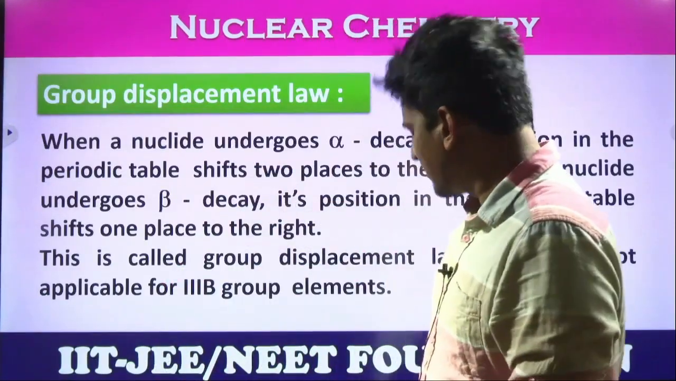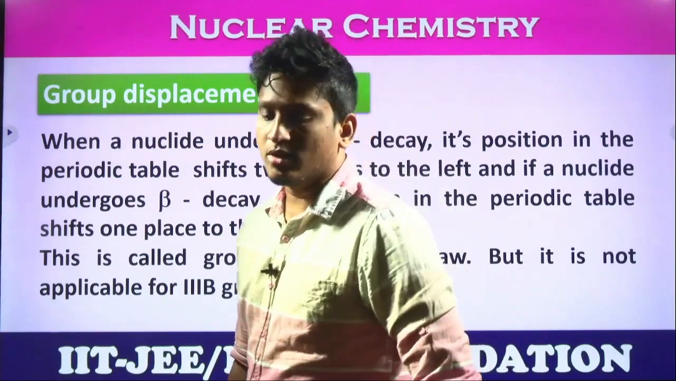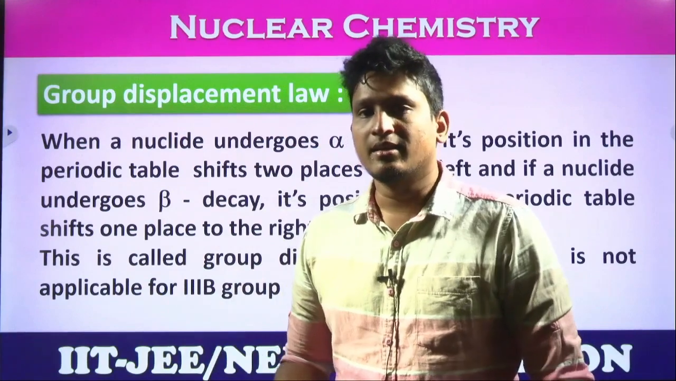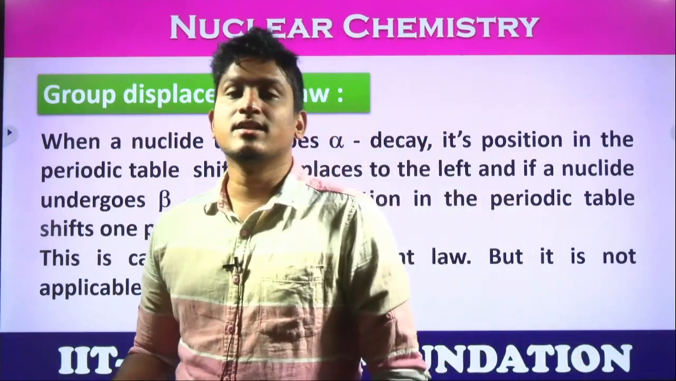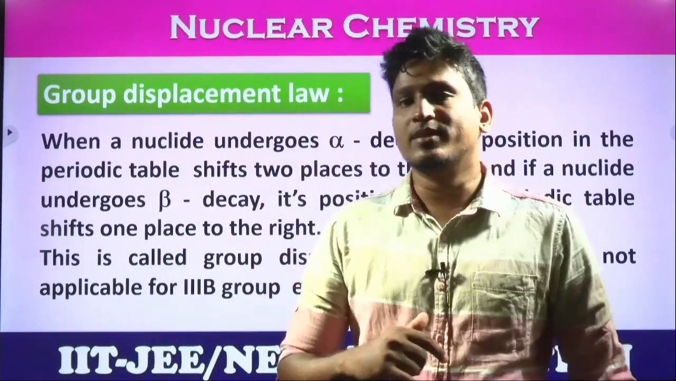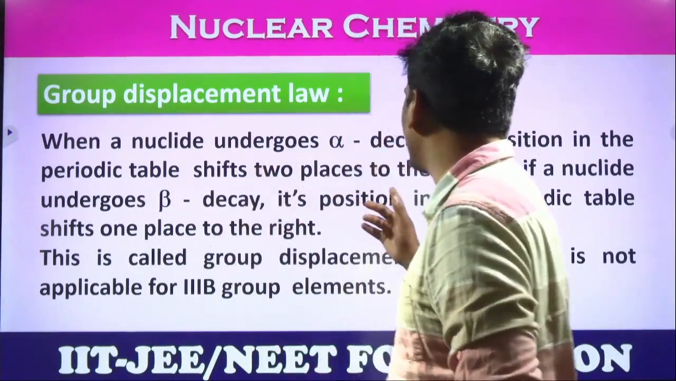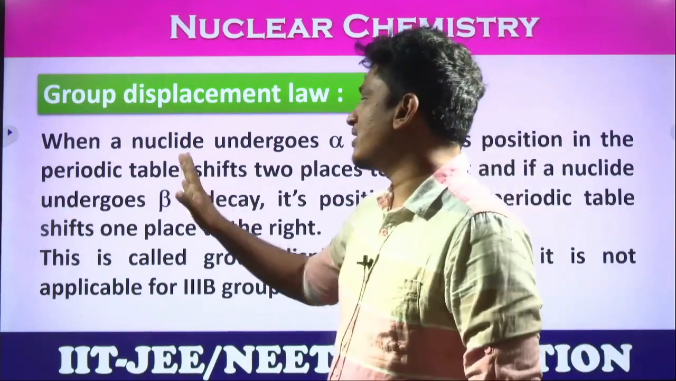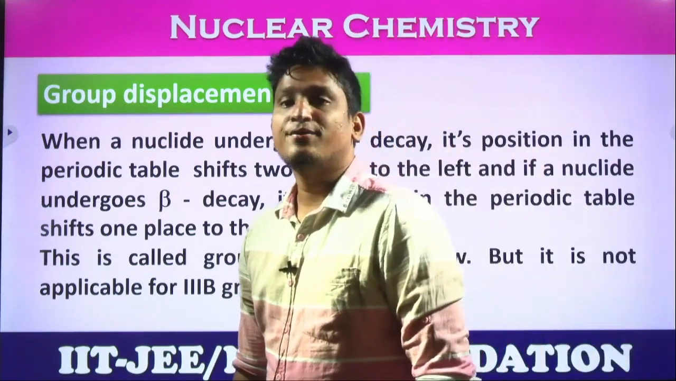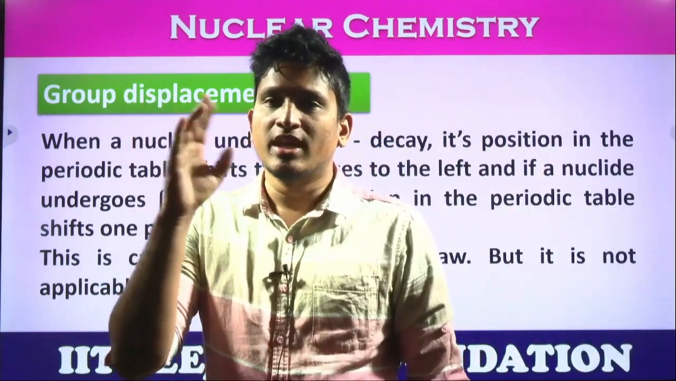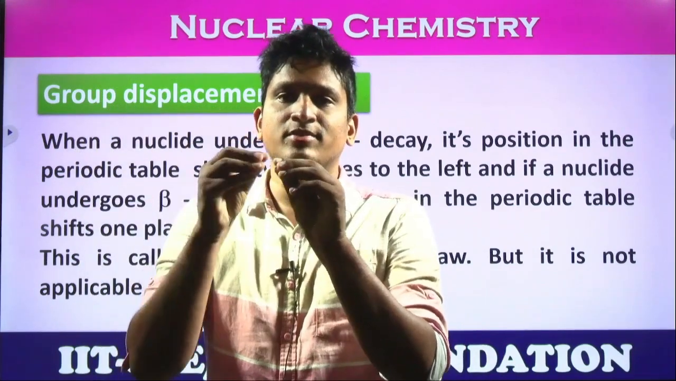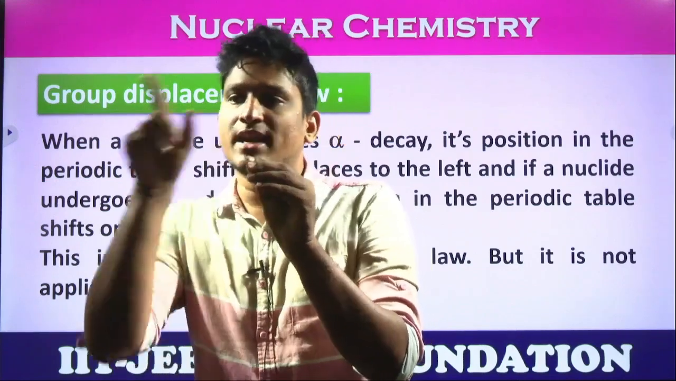So next, group displacement law. Group displacement law means if an element undergoes alpha decay or beta decay, of course gamma decay means there is no change in the particles, what happens to its position in the periodic table, whether it changes or not, that is explained by group displacement law. When a nuclide undergoes alpha decay, its position in the periodic table shifts 2 places to the left side. Yes or no? Alpha decay means releasing 2 protons. If it releases 2 protons, its position in the periodic table changes towards which side? Towards right side or left side?